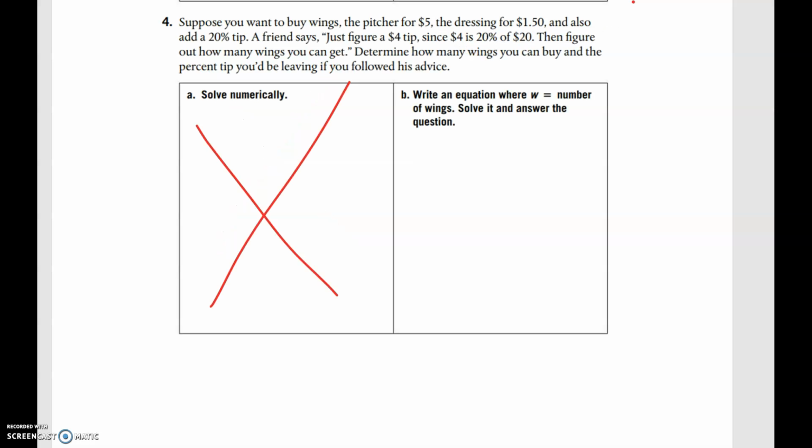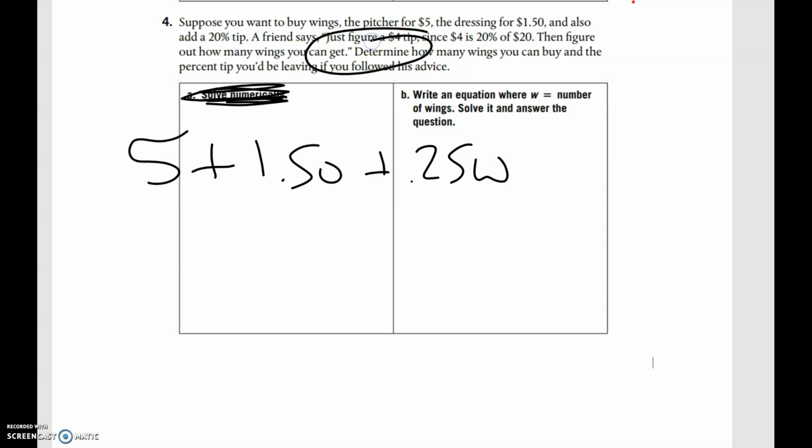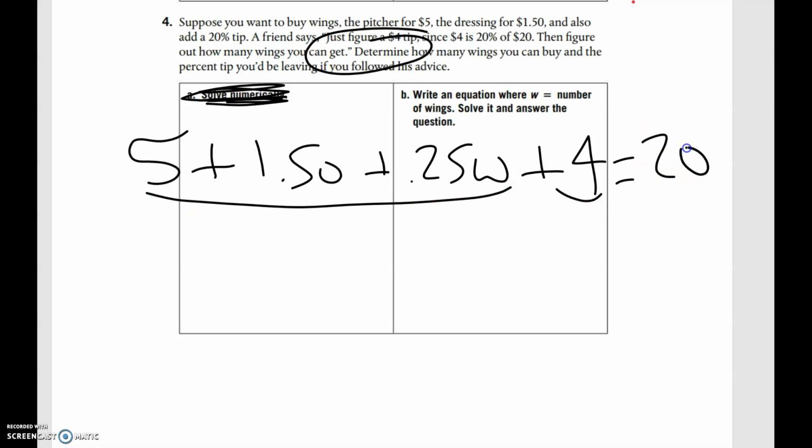All right, so let's think of the rest of the story here. Let me erase this so I have a little more space, but we are not going to do numeric because we want to think about what happens in real life. So I sat down, I got my drink. And then they said, do you want some dipping sauce? Sure. I ordered my wings. And what happened here? A friend said, just figure $4. Okay, so I'm going to tip. So here's my bill, here's my tip. And again, I'm still trying to spend my $20.